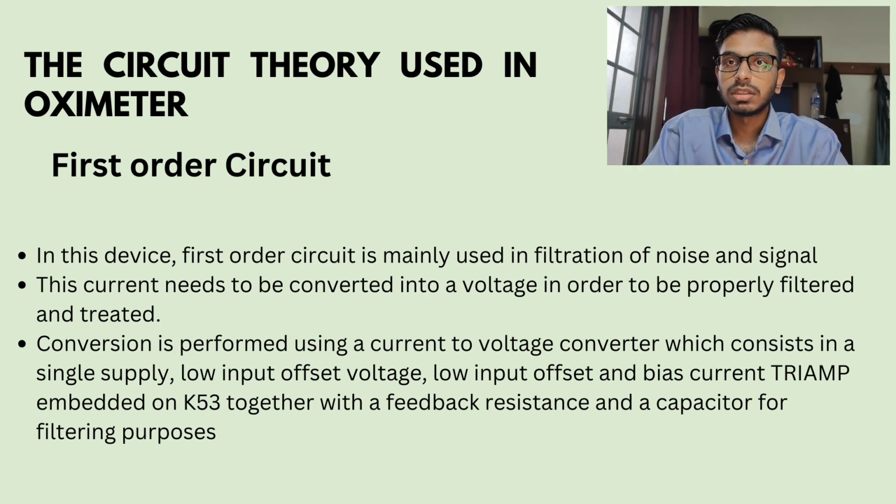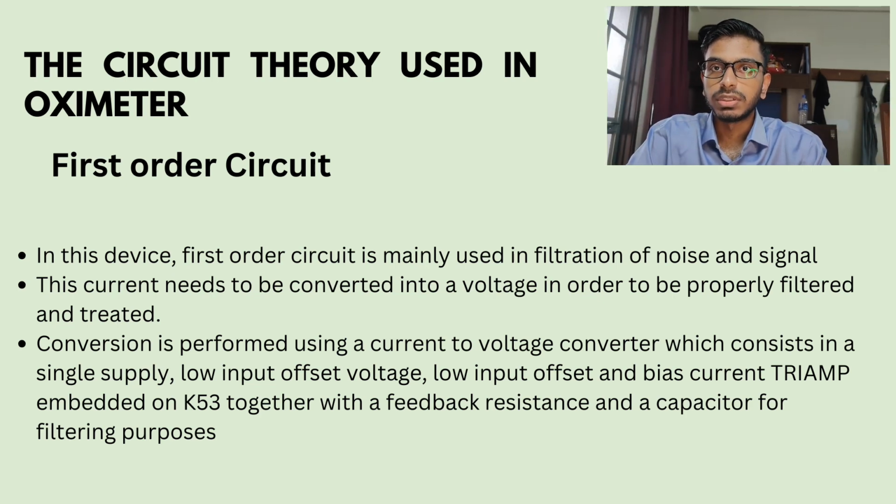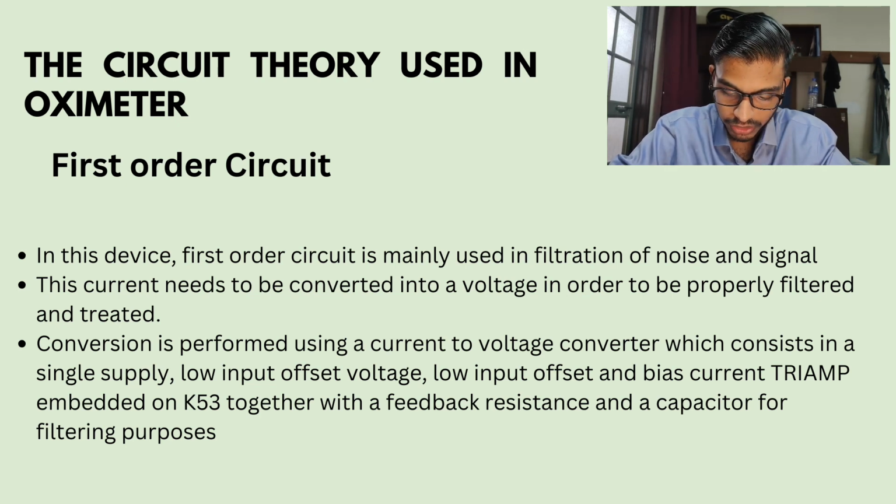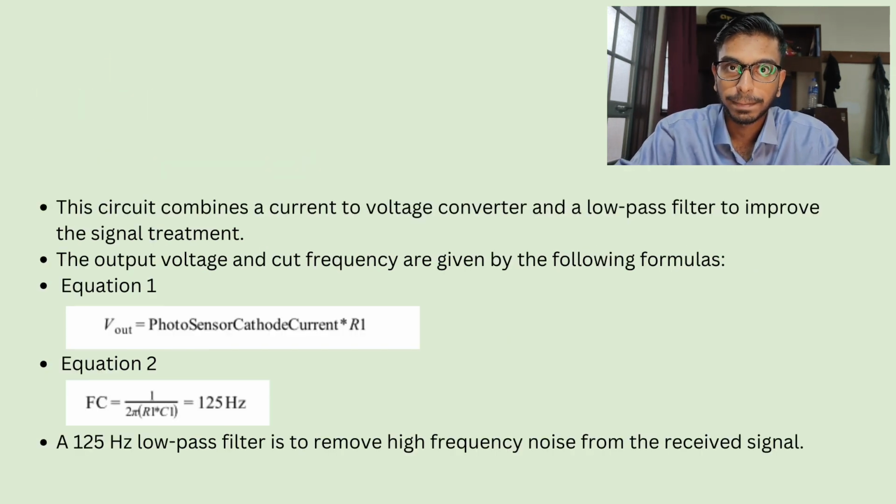In this device, the first order circuit is applied as a filter. For filtration to happen, current needs to be converted into a voltage. In this current to voltage converter, the feedback resistor and capacitor are an integral part for filtering purposes. Conversion is performed using a current to voltage converter which consists of a single supply, low input offset voltage, low input offset and bias current TRIAMP embedded in the K53 together with a feedback resistance and a capacitor for filtering purposes. This circuit combines a current to voltage converter and a low pass filter to improve the signal treatment.